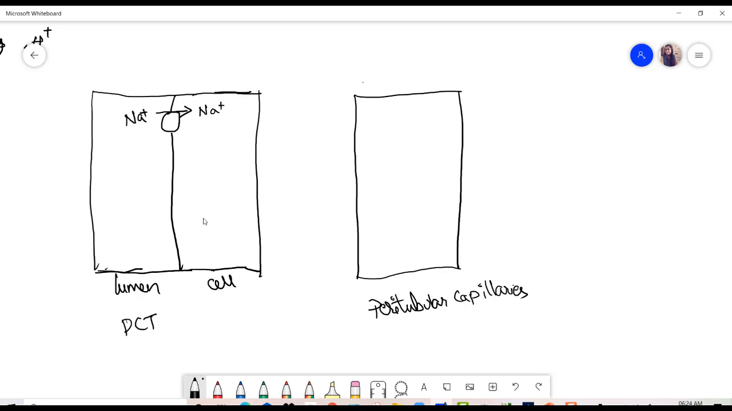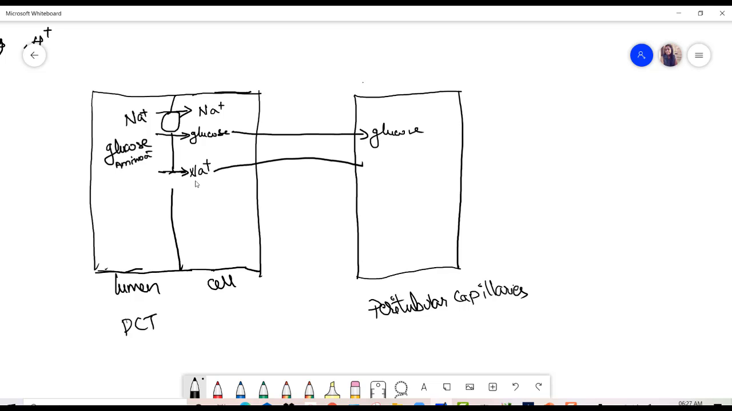And here sodium is electrogenic. So while it is going into the cell, it will also transport glucose and amino acids. It is taking glucose, and from the cell this glucose will enter into the peritubular capillaries. And again sodium won't stop. Sodium from the lumen will enter into the cell, and from there it will go into our peritubular capillaries.